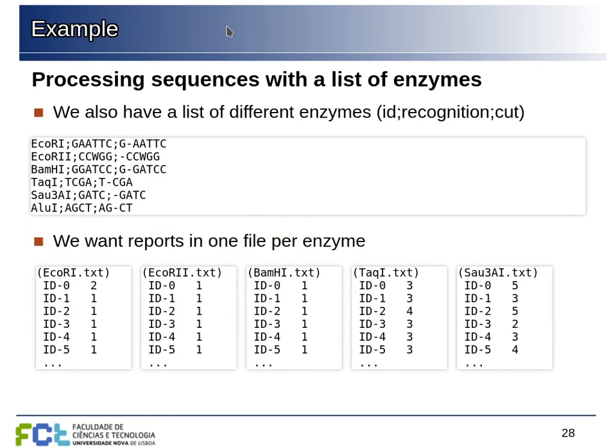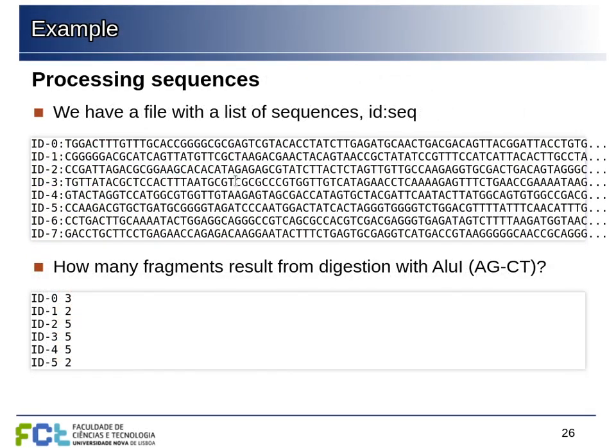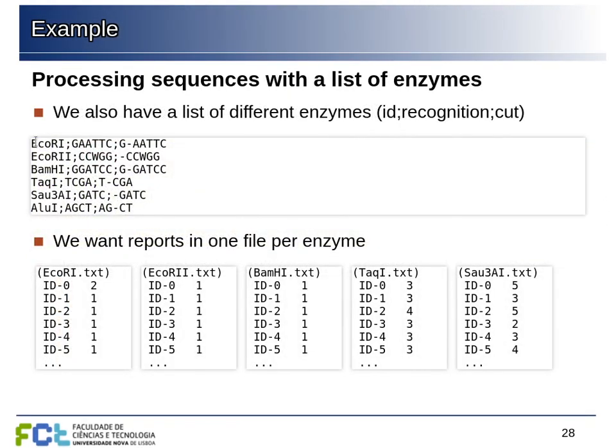Okay, so now let's complicate things a bit and imagine that we have 2 files. We have one file with the sequences, we have another file with information about different restriction enzymes. For each one we have the identifier of the enzyme, the site it recognizes, and where in that recognition site it will cut. And we have this file with different enzymes.